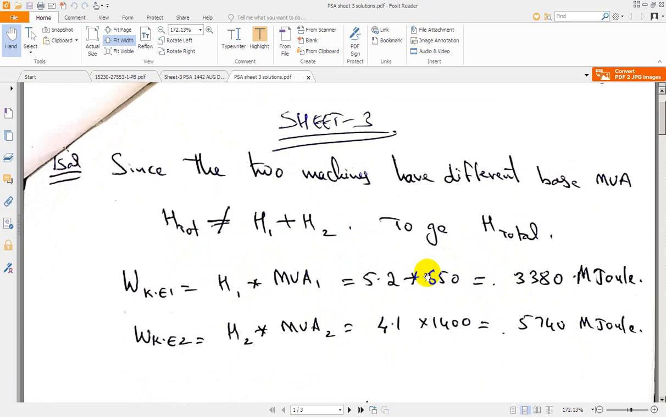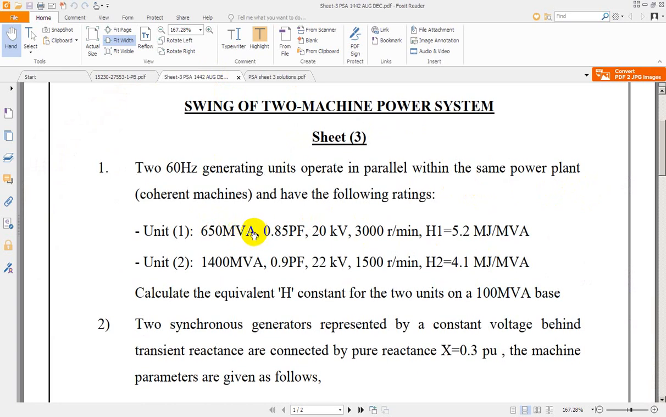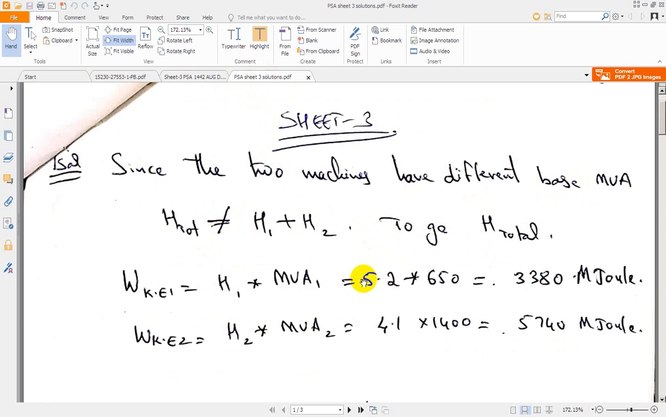Moving towards the solution, since the two machines have different MVA bases, the rated base of machine 1 is 650 MVA and that of machine 2 is 1400 MVA. As the two machines have different MVAs, the total equivalent inertia constant H cannot be equal to H1 plus H2. So what we need to do is work with kinetic energy.